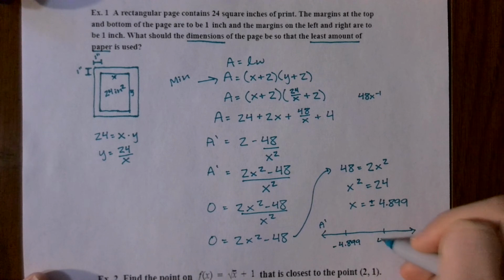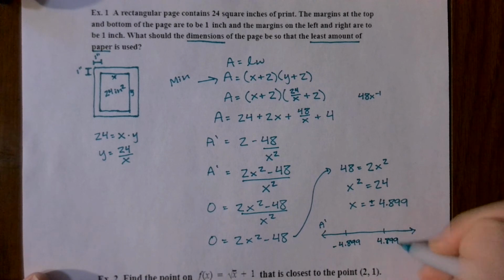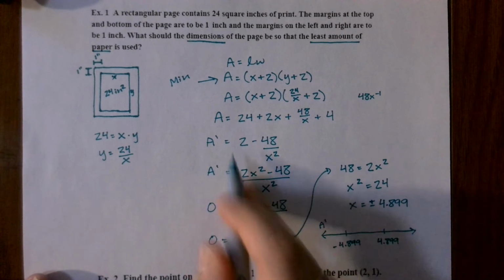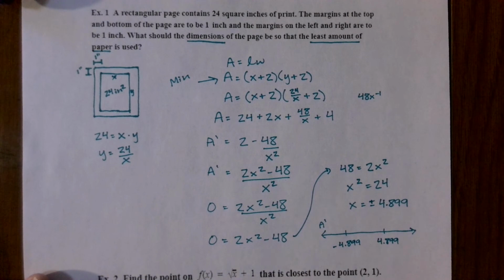Remember that we're looking for a minimum. So if we had to justify our reasoning and why it was the minimum, we would have to say something about a prime going from negative to positive, that it went from decreasing to increasing. And because it's not just a parabola, we have that denominator involved. So I want to look back at my a prime, and I am going to test values.